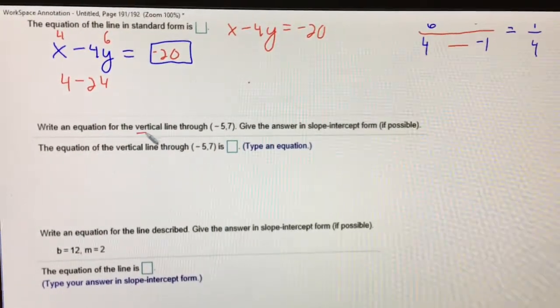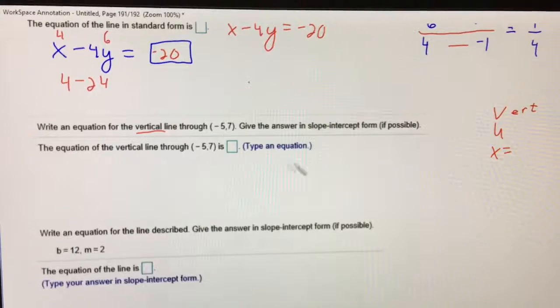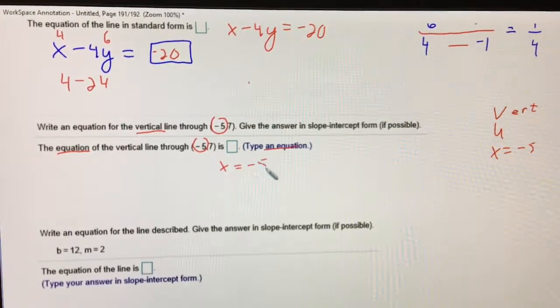I want to write an equation for the vertical line. That's going to be an x equals, if it says vertical. Vertical line, so vertical is from the letter V, and that's going to be x equals this number. And notice it says the equation, not where it goes to the y or the x-axis. So the equation is going to be x equals negative 5. And that's it. The answer is just x equals, type in equation, negative 5.